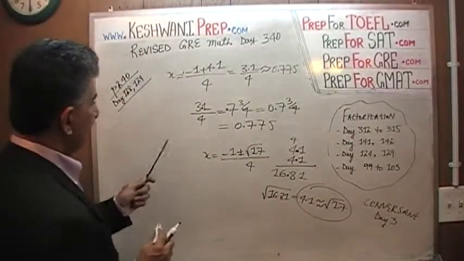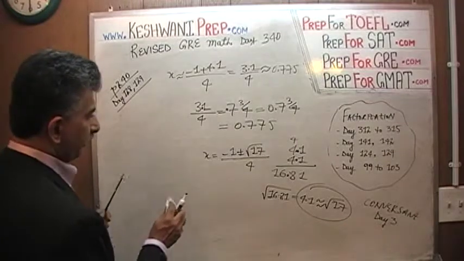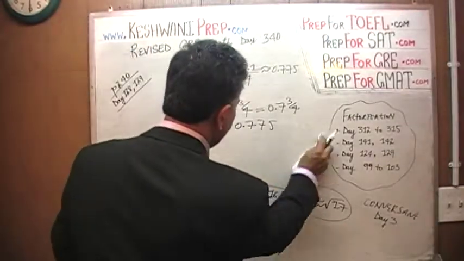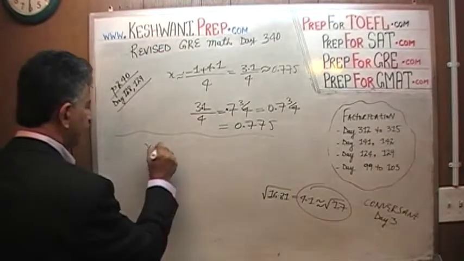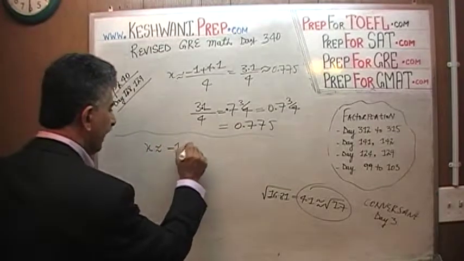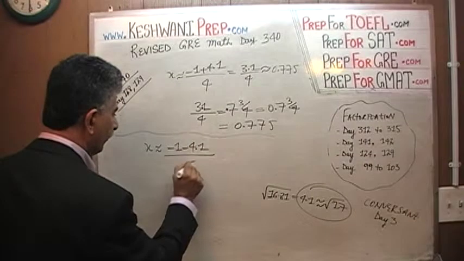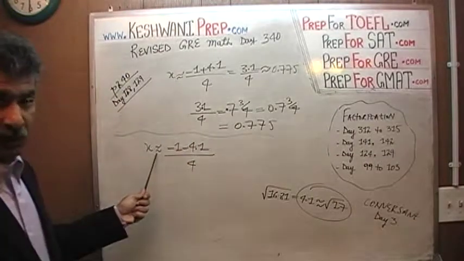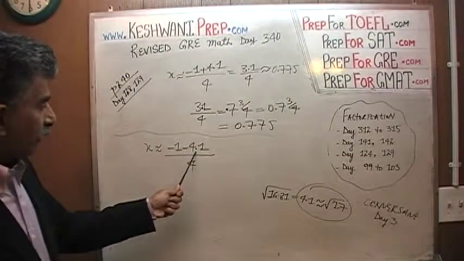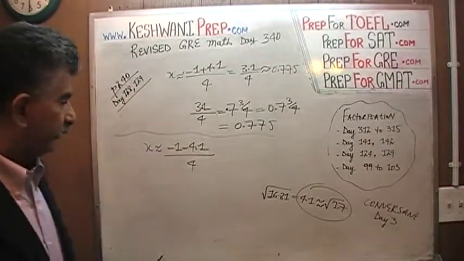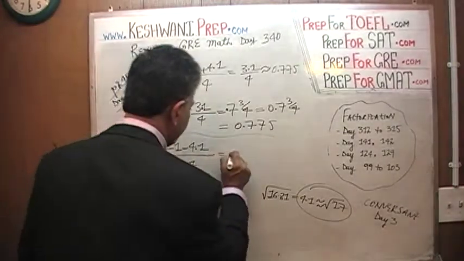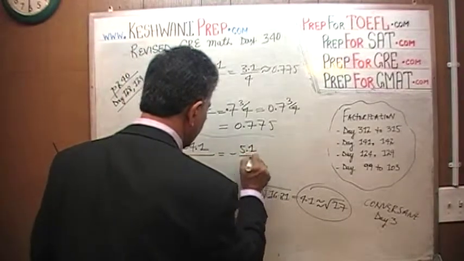Similarly, we could have done the other part. The other part tells us it is, I need the room. Where can we do it? Let's do it here. So the second one is x is approximately equal to -1 minus 4.1 over 4. Again, the approximate part comes from the fact that the square root of 17 is not 4.1, the square root of 17 is approximately 4.1. So now we get -5.1 over 4.